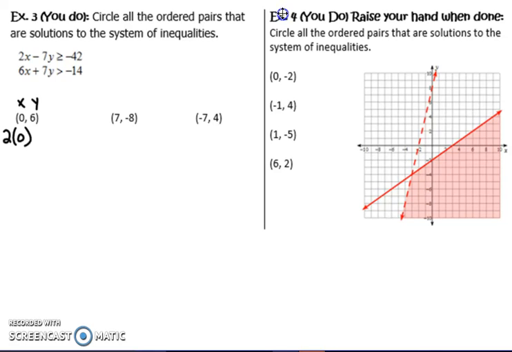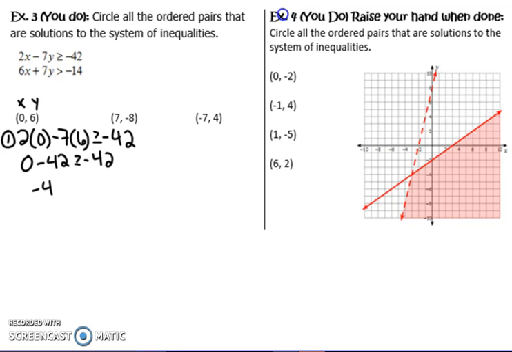2 times 0 minus 7 times 6 is greater than or equal to negative 42. Well, 2 times 0 is 0. 7 times 6 is 42. 0 minus 42 is negative 42. So we need to know, is negative 42 greater than or equal to negative 42? Well, yeah, they're equal to each other. So that works. So now we need to check our second equation.